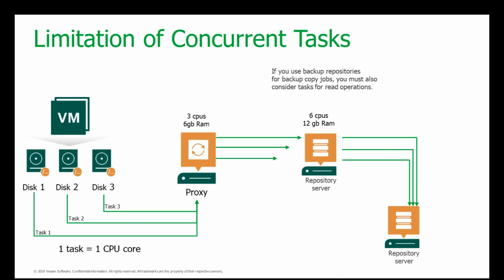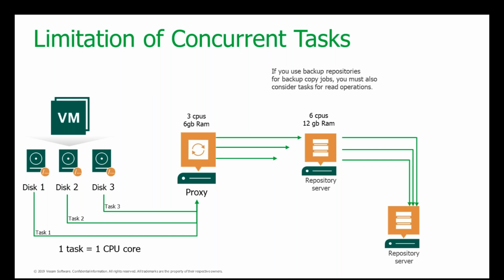Now, if I had my repository with only 2 CPU cores and a couple gigs of RAM, it would only be able to process 2 of those. So it's always the lesser of the 2. So for your repository and proxy, you always want to make sure they're within the same realm.